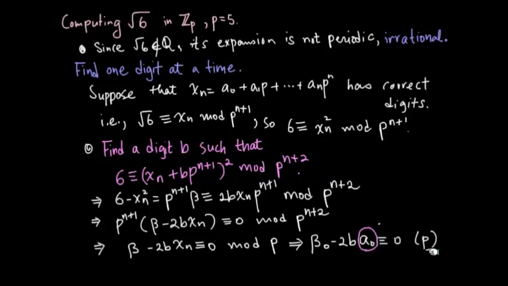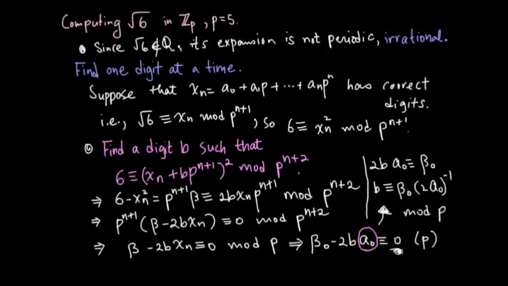So we got down to this level, which requires just pretty much this a0, and beta 0 came from this number here, the 6 minus x_n squared. So this has a lot of information. This uses a lot of coefficients in there. But this part only depends on a0, the very first coefficient. To solve this congruence relation for b, we can organize like this: 2b times a0 is congruent to beta 0.